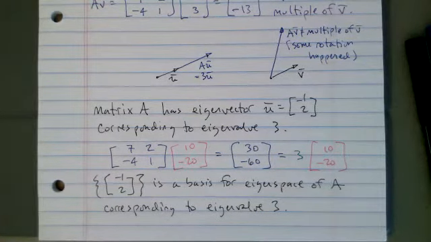So an eigenvector of a matrix is a vector such that when we multiply the matrix by that vector, we just get a scalar multiple of the original vector. Any questions?